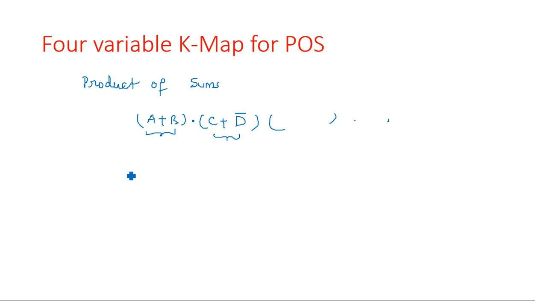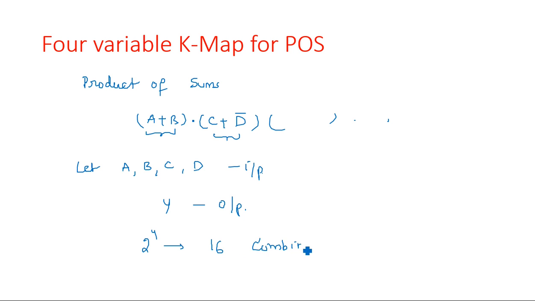So we are having a K map where 4 variables are there. Let us consider the 4 variables as A, B, C and D. These are the 4 input variables and y as the output function. Now we need to draw the K map for these 4 variables, and for 4 variables 2 power 4 gives 16 combinations. So 16 combinations means 16 blocks we need to consider.